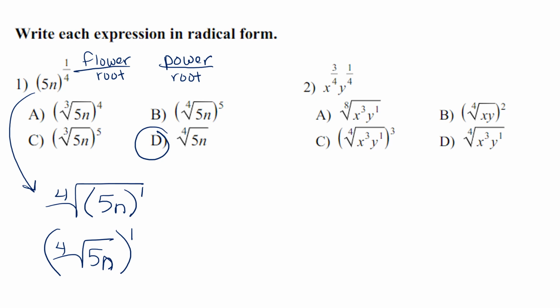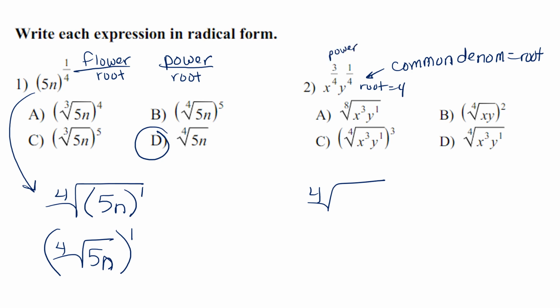Okay, number 2, we have to make sure that you have that common denominator, which is going to be the same thing as the root of the example. So in both of these, we're going to take the 4th root. Since they have different powers for each of these, I'm going to write them separately. So I'll write x to the 3rd times y to the 1st, or 4th root x cubed y. So that one has an answer choice of D as well.